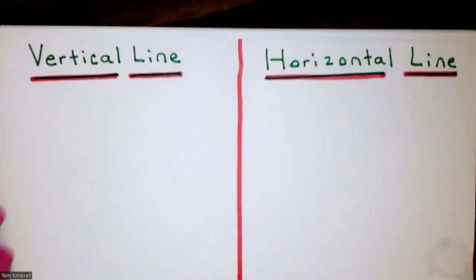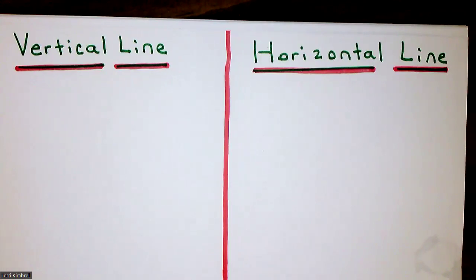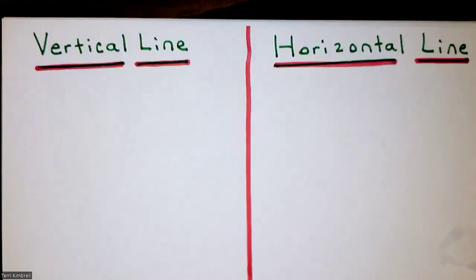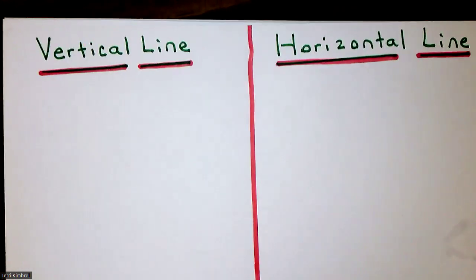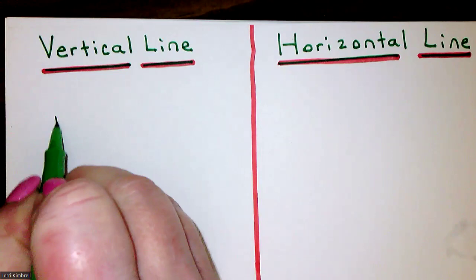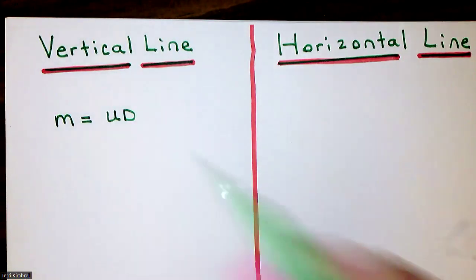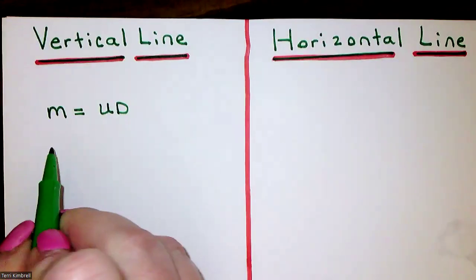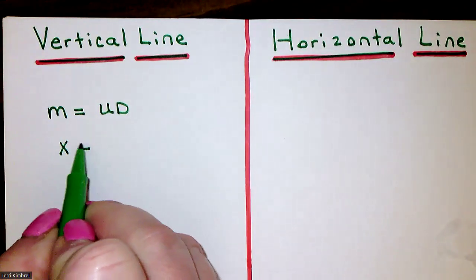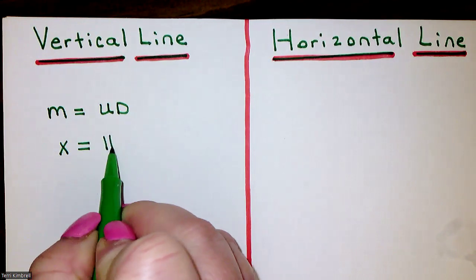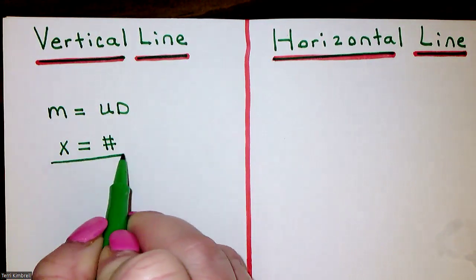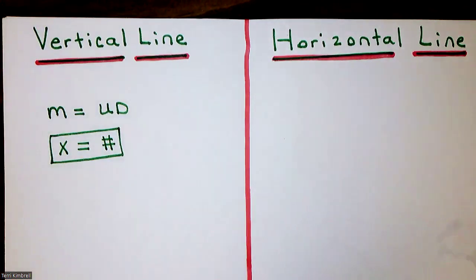Okay, we're going to look at the 4 types of lines. So if you'll take a piece of paper and just fold it into 4s. The first line we're going to look at is the vertical line. The vertical line, the slope is going to be undefined. A vertical line's equation is just going to be x equals, and it's just going to be a constant number.